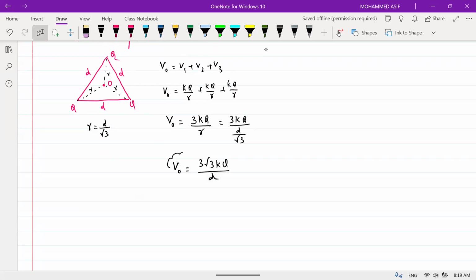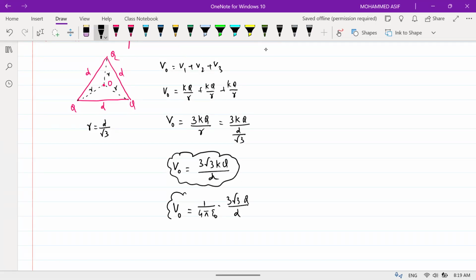Okay. If I need to write in 1 by 4 pi epsilon naught, potential V naught will be equal to, K value is how much for me? 1 by 4 pi epsilon naught into 3 root 3 into Q divided by D. So this you can also write like.